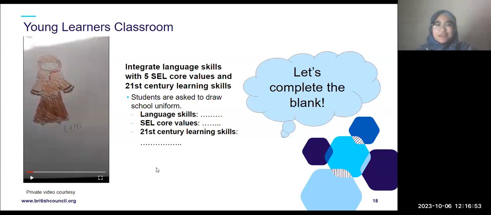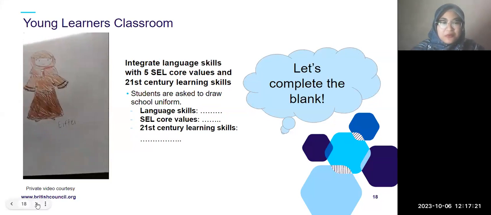Okay, so that's another plan. Pop up with goals. What is your goal? What is the core value that you want to instill? What language skills do you want to reach? And what 21st century learning skills are you going to reach? And then you can pop up with an activity. Here it is drawing school uniform or writing a vision board. That's one example of how to plan it.